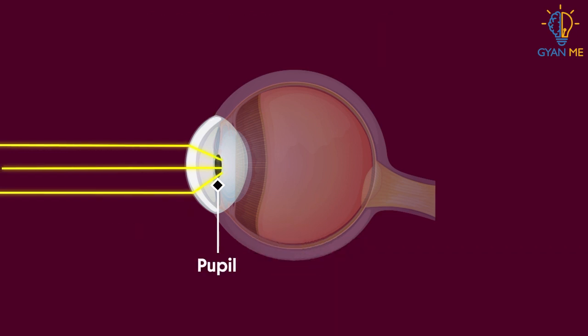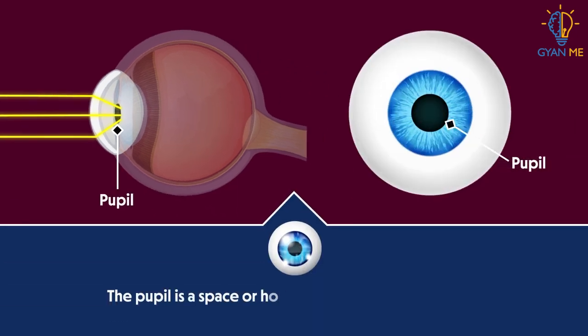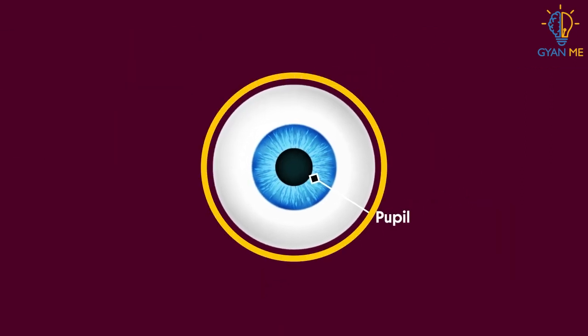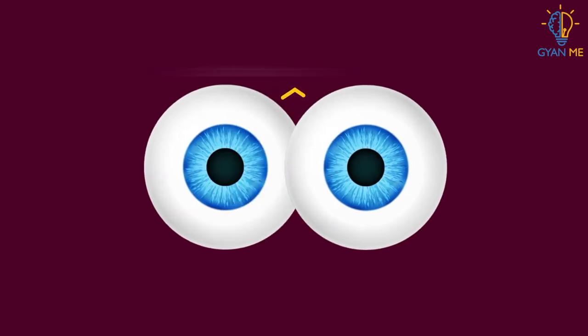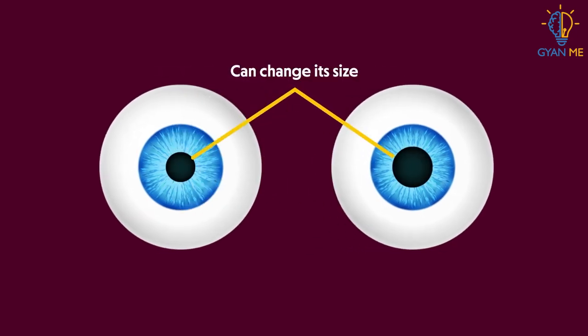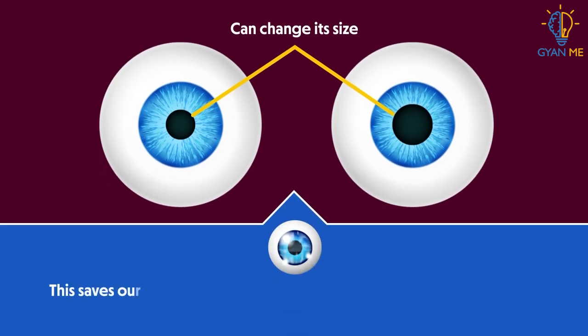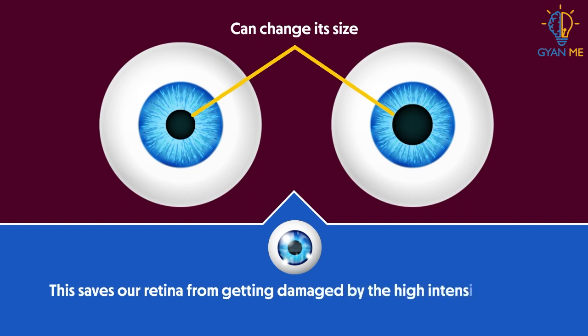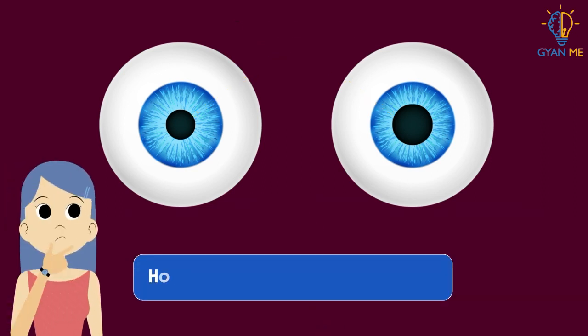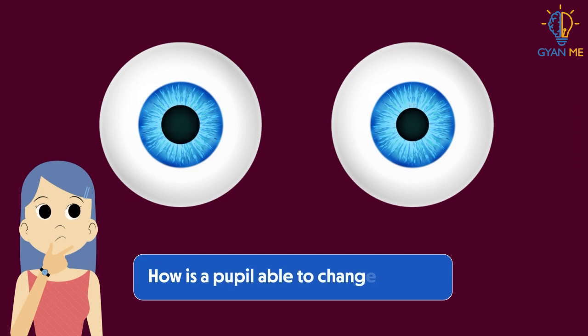Now light enters through the small hole called the pupil. Yes, the pupil is a space or hole in the center of the eyeball. It is a part of the disc that you see here. A pupil can change its size to regulate the amount of light entering the eye. It is important because this saves our retina from getting damaged by high intensity of light. So now you might be thinking, how is the pupil able to change its size? Think about it, and we will see you in the next video.